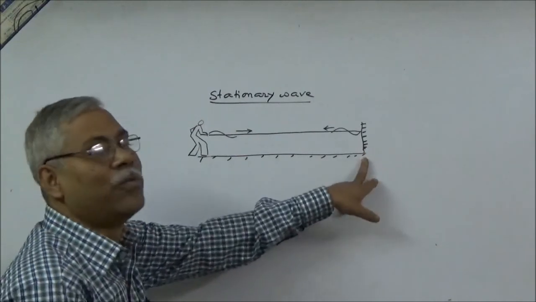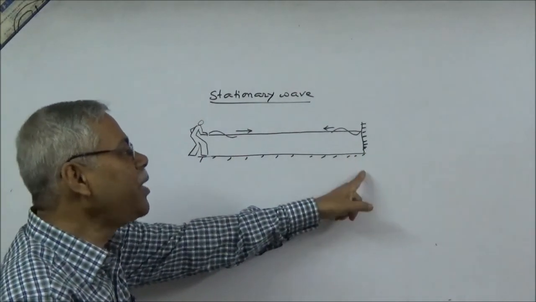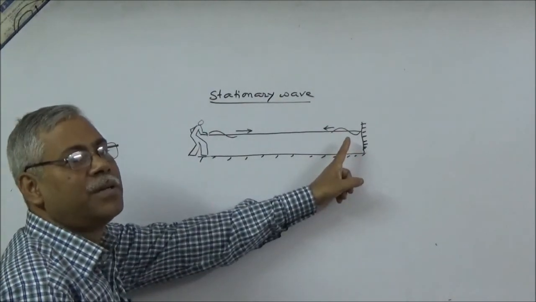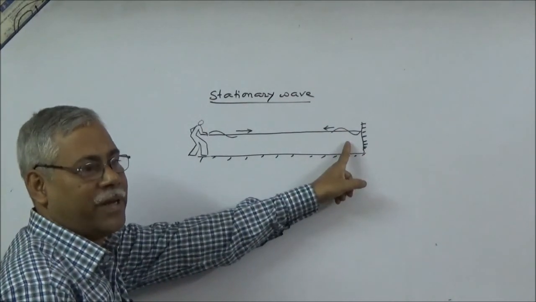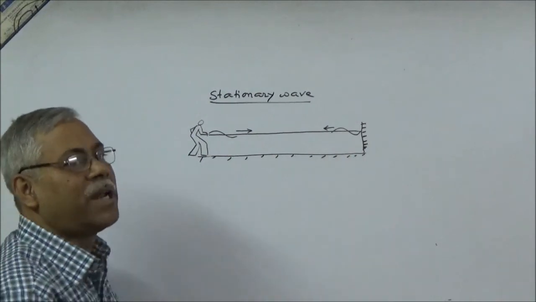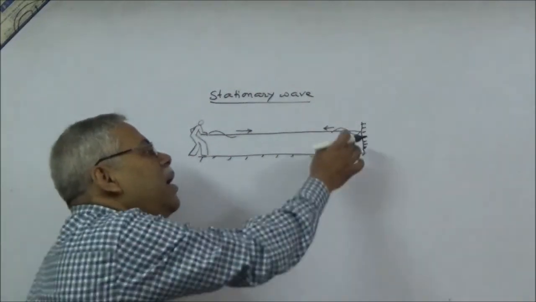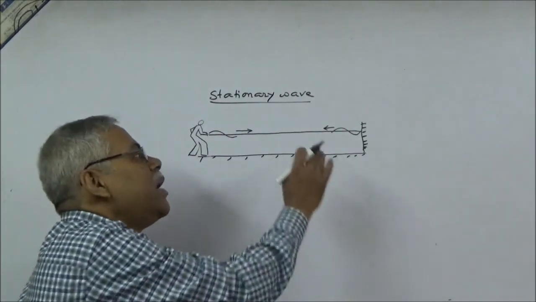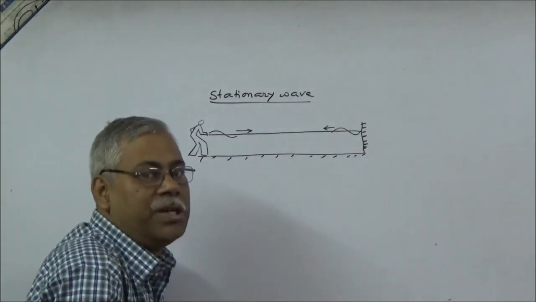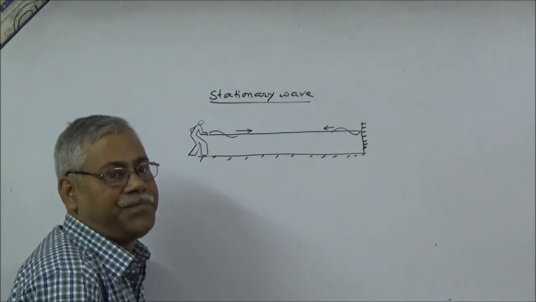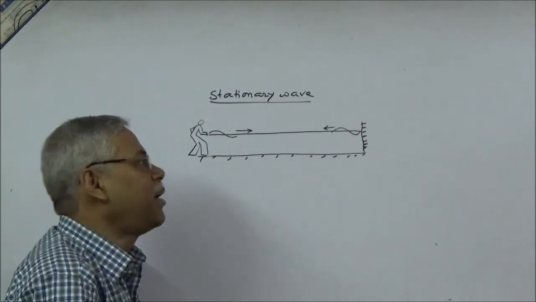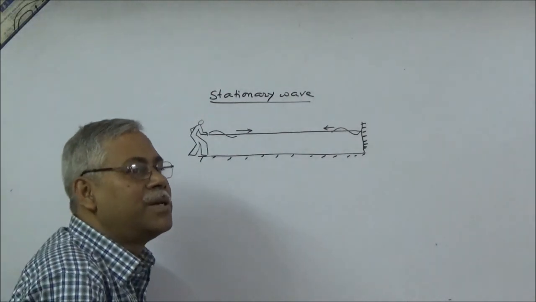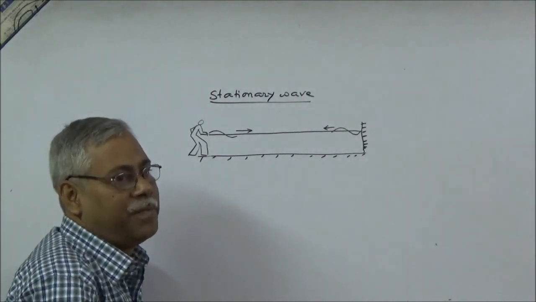Here we are assuming one thing. We are assuming this wall to be a perfect or an ideal reflector. What is an ideal reflector? An ideal reflector does not absorb any part of the energy of the incident wave. But a real reflector always absorbs a part of the energy of the incident wave.